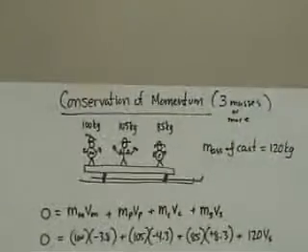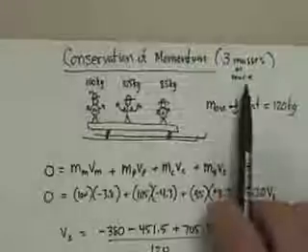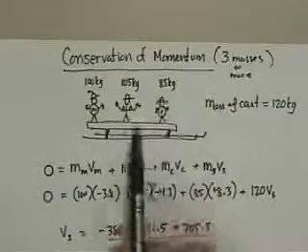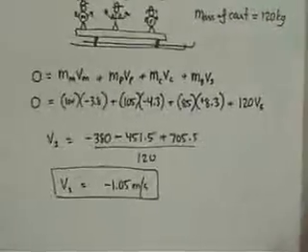But there you go. Conservation of momentum with three masses or more. 1, 2, 3, plus this one makes the more. There you go.